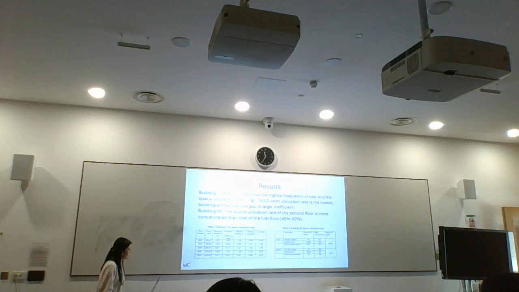For the building 60 case, the occupancy rate is around 50%, and the peak occupancy rate can achieve 100%. For level 1, the utilization rate is between 20% and 50%, and for level 2, it's between 45% and 50%. So you can say that the level 2 occupancy rate is more concentrated.